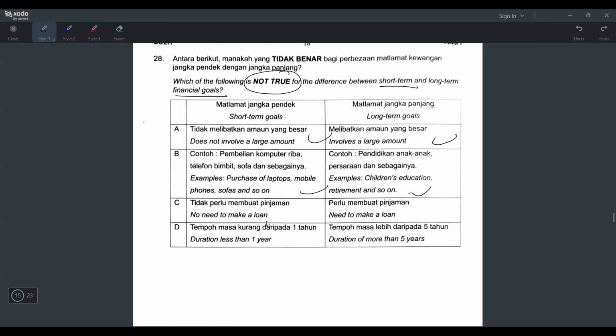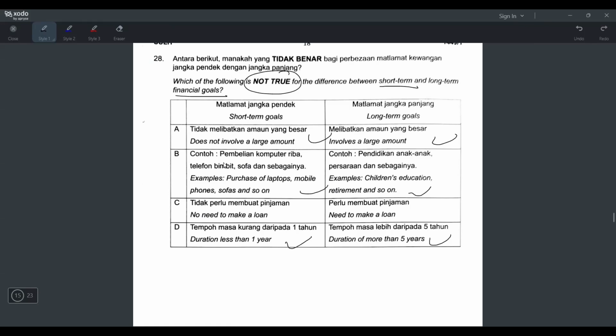Short-term goal, no need to make a loan. Long-term goal, need to make a loan. Loan means like you have to borrow from the bank. Okay, let's read D first. Short-term goal duration less than 1 year, and long-term goal duration of more than 5 years. This is correct. D is correct.